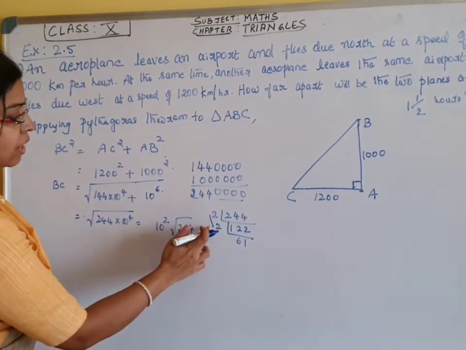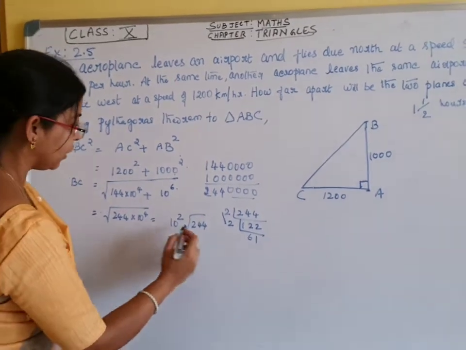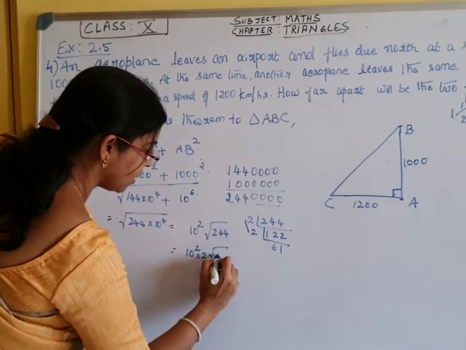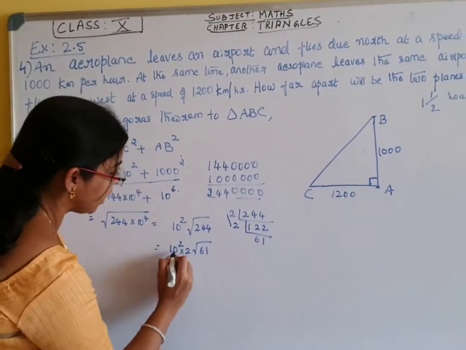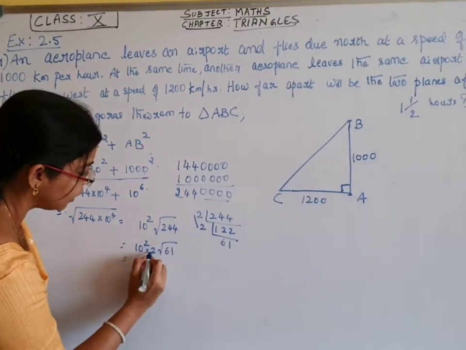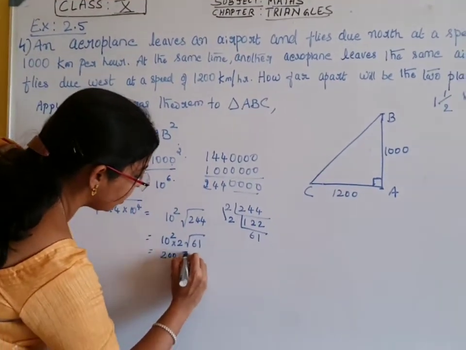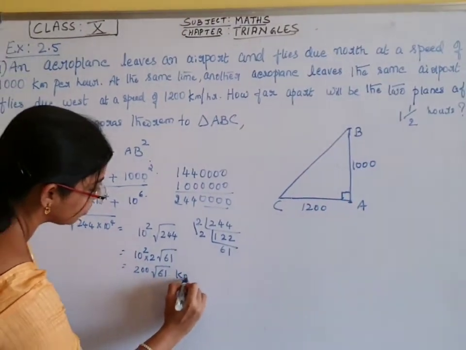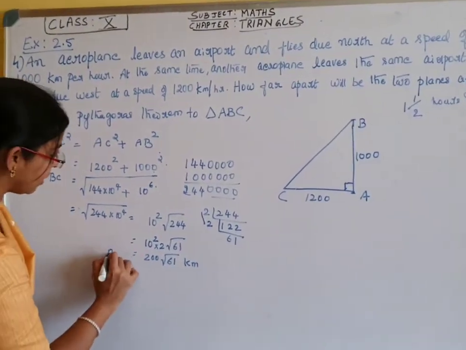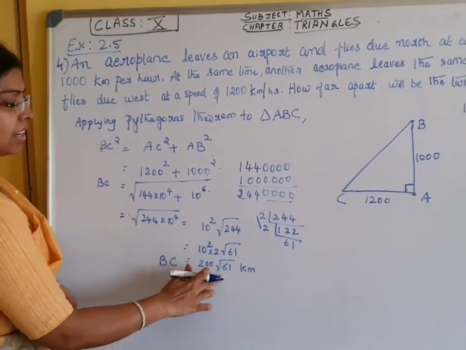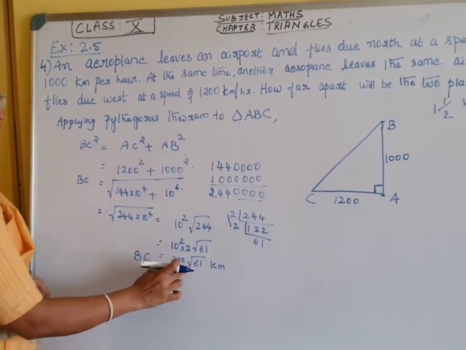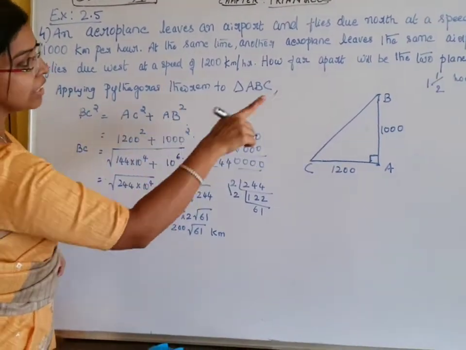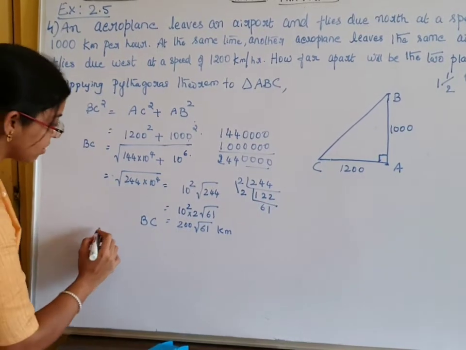2 into 2, when it comes out of the square root, it is only 2, which gives 2 root 61. So 10 square is nothing but 100. 100 into 2, 200 root 61 kilometers. What is this BC? This is the distance in kilometers. This distance, 200 root 61, is the distance it moves in 1 hour. We need to find out for 1.5 hours.